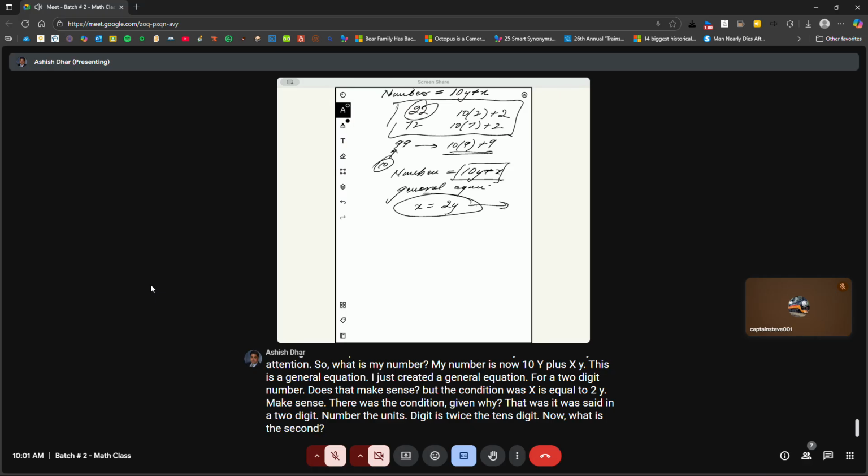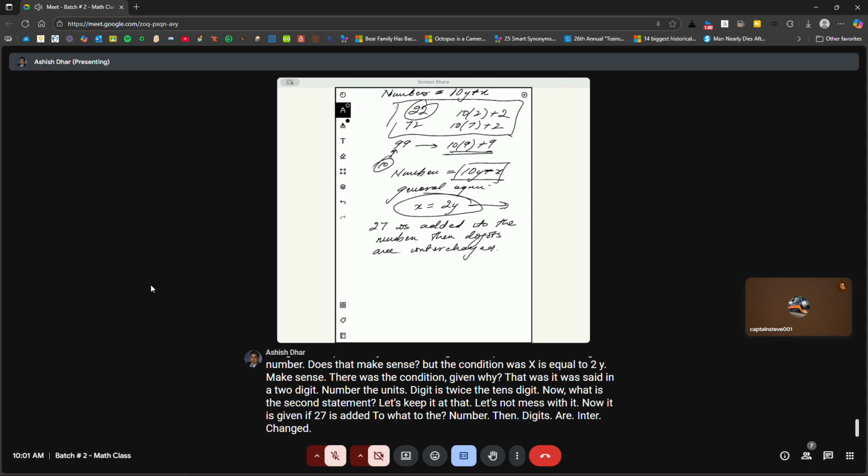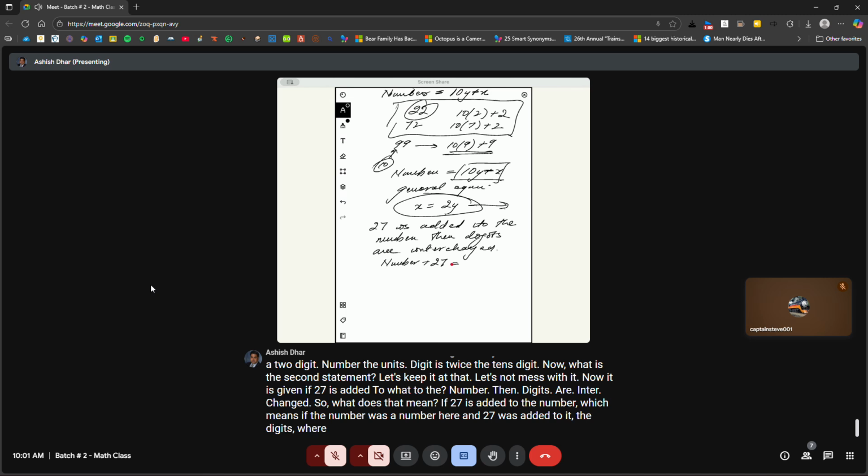Now, what is the second statement? Let's keep it at that. Let's not mess with it. Now it is given, if 27 is added to the number, then the digits are interchanged. So what does that mean? If 27 is added to the number, the digits are interchanged.